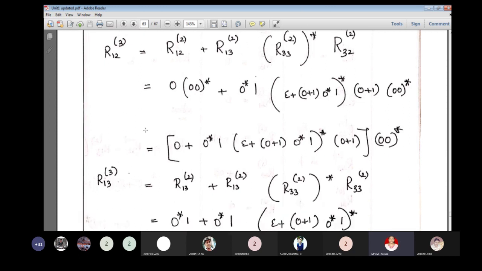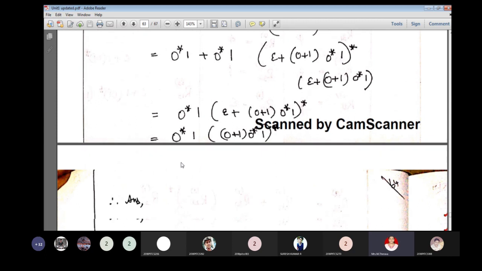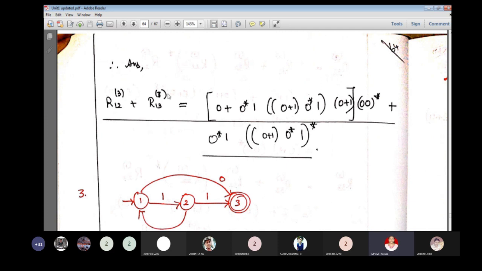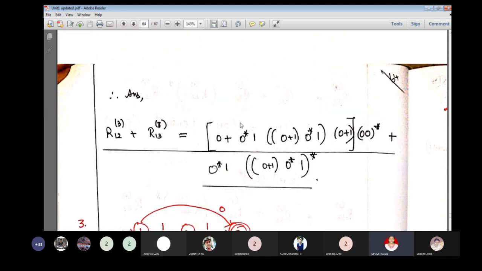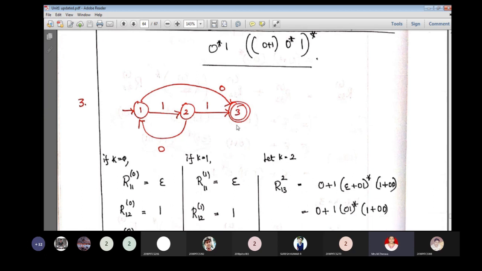You just keep and you can simplify it as 0 plus 0 star 1, because the 0 star is repeated here and here. So you can write in one place. Similarly, this R13 power 3 can be written like 0 star 1, 0 plus 1, 0 plus 1. At last, we have to combine both the things, so that you can get the answer like this. So this is the regular expression for the given corresponding finite automata. Take down this problem and you can solve it as a homework.